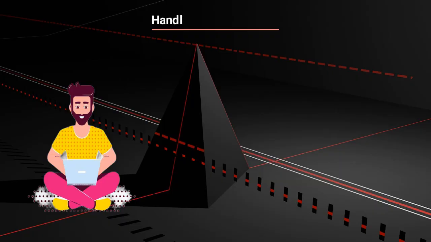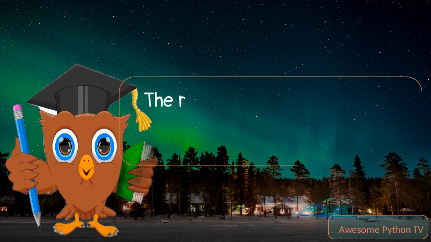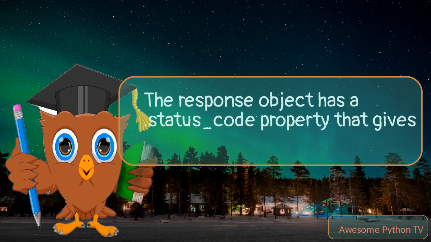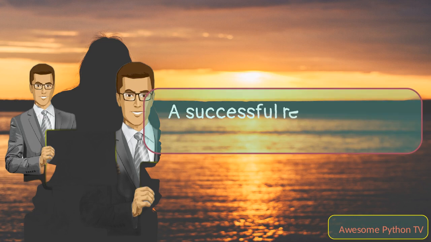How do we handle response codes or check if the request was successful? The response object has a .status_code property that gives you the status code. A successful request usually returns a status code of 200.